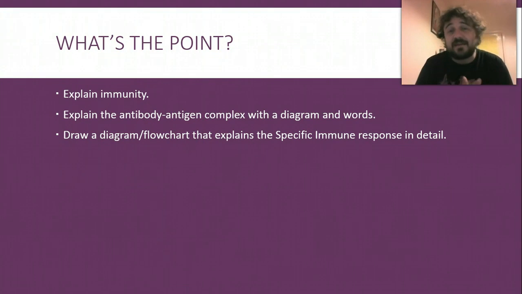Alright, so at the end of this you should be able to explain immunity, and explain the antibody-antigen complex with a diagram and words. This means describe what it is and draw a picture of it. And you should be able to turn that diagram into a flow chart with little diagrams that explains the specific immune response in detail.